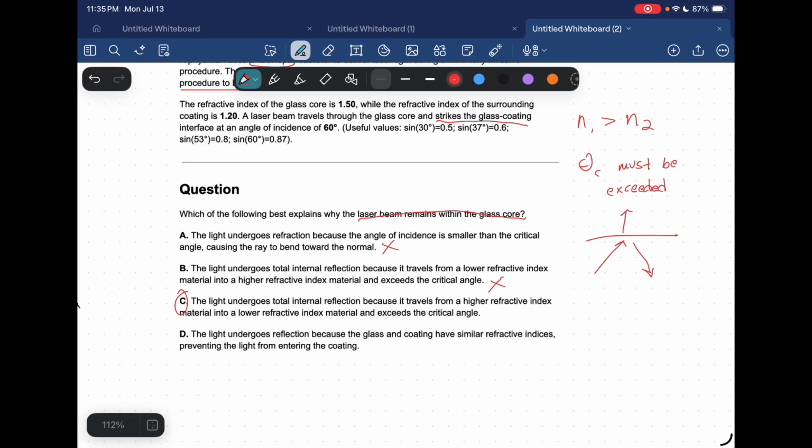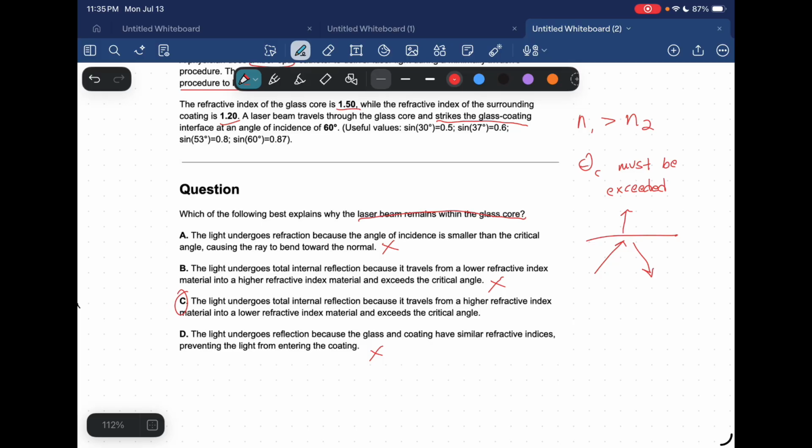But let's look at D and see why it is wrong and why we can eliminate it. The light undergoes reflection because the glass and coating have similar refractive indices, preventing the light from entering the coating. So yeah, if they did have similar refractive indices, this would be an effective answer, but since the question explicitly states they are different, we can go ahead and eliminate answer choice D.